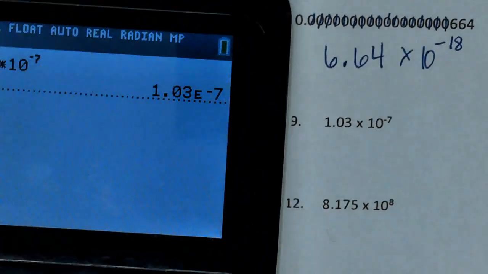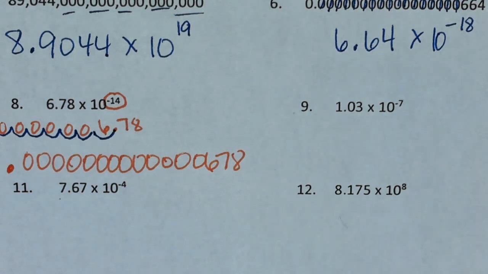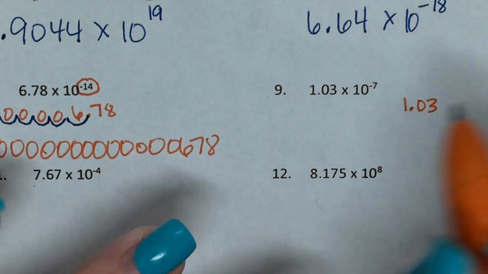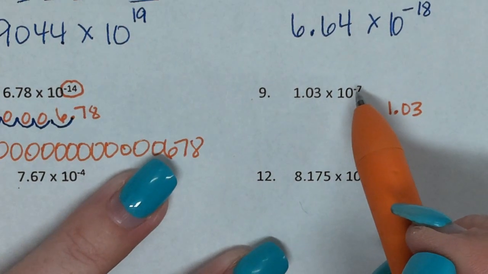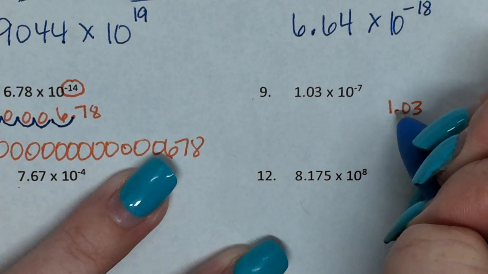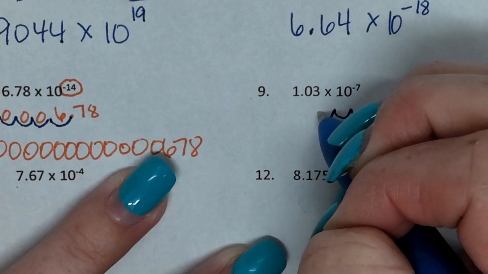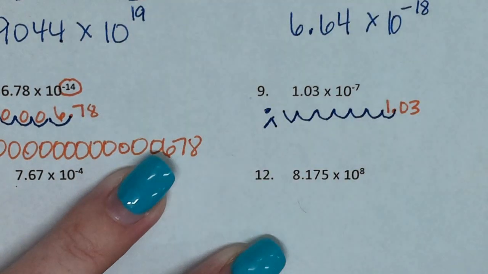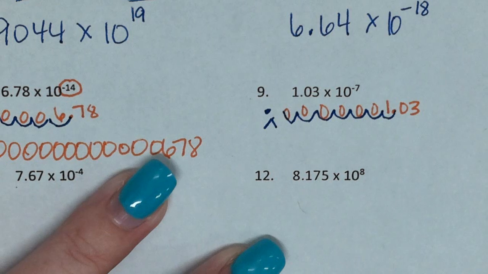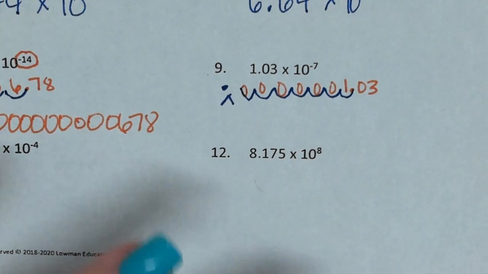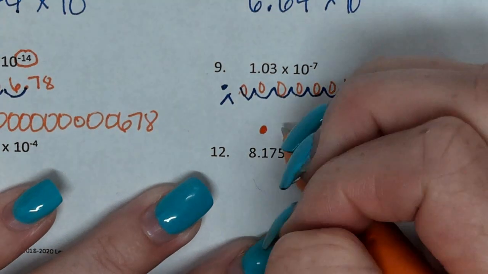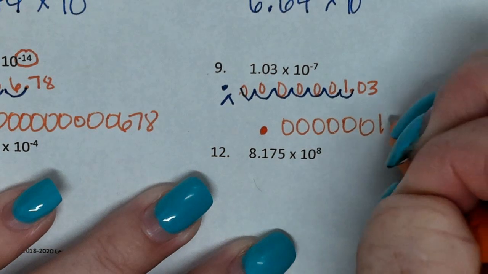Did this one work? Nope, so we got to do it by hand. So I write 1.03 and I move the decimal how many places? 7. Which direction? Left. So here we go. 1, 2, 3, 4, 5, 6, 7. Here's my new decimal. And little zeros go in the baskets. So my answer is decimal and then 1, 2, 3, 4, 5, 6 zeros. 1, 0, 3.